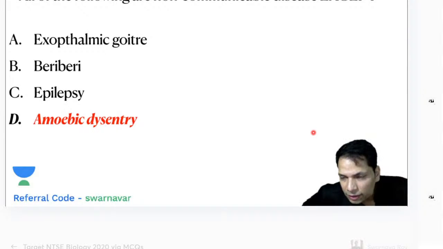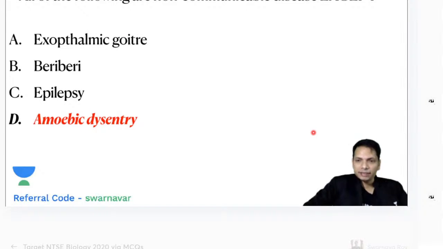10th class bio is very interesting, Akanksha, that's right.